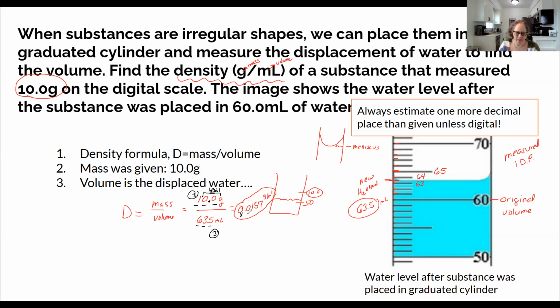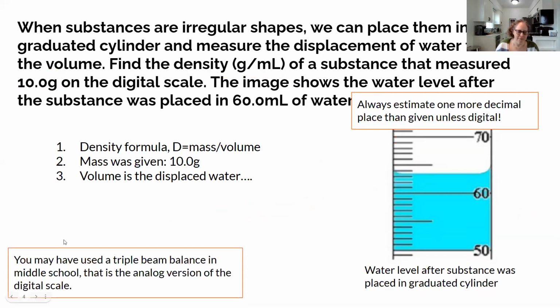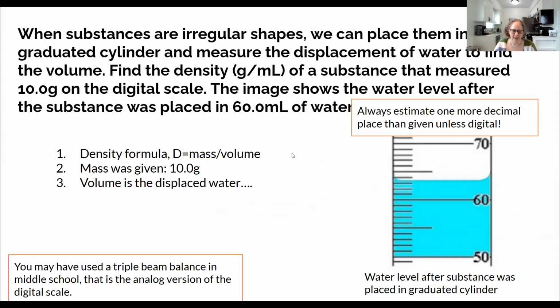Okay, leading zeros are never significant. 1, 2, 3. I have 3 sig figs in my answer. That does not make my answer 0.157, 1.57, or 157. My answer is still 0.0157 grams per milliliter. It just only has 3 significant figures in it. Okay, and with a triple beam balance, you might have had to do some estimating as well, as opposed to a digital scale in middle school.